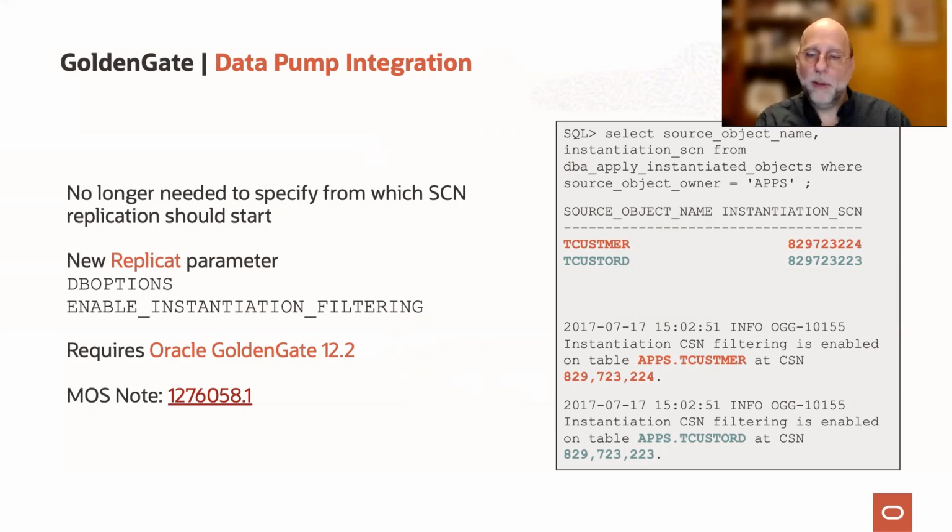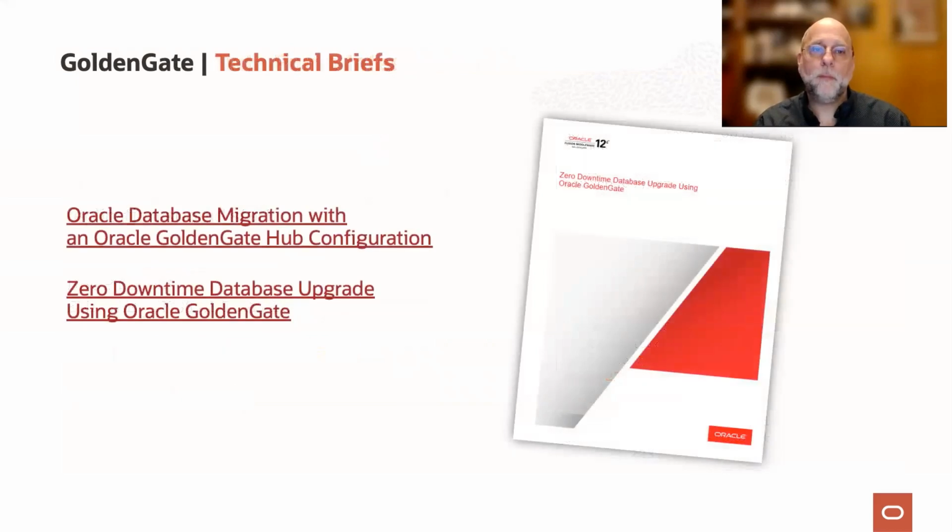So this is a replicat parameter. You can see the MOS note there that's referenced about how to use it. There are technical briefs about using GoldenGate for migration, one with the GoldenGate hub configuration, another about zero downtime database upgrade. That's a facility that uses GoldenGate and some pretty smart cloning to do a zero downtime upgrade in a RAC environment. Kind of cool. So you might want to pick up those technical briefs.